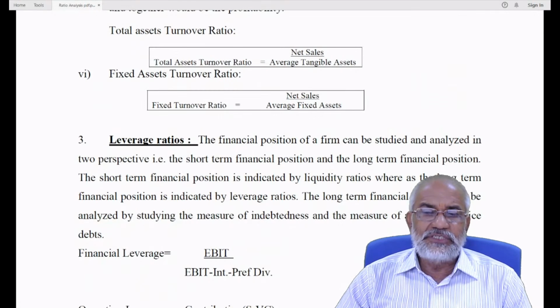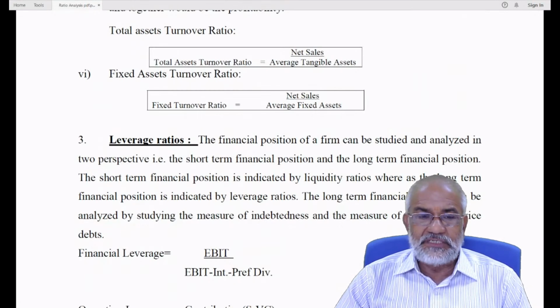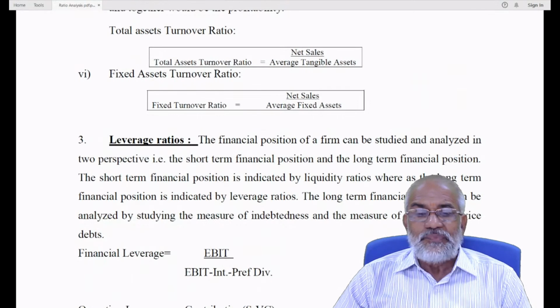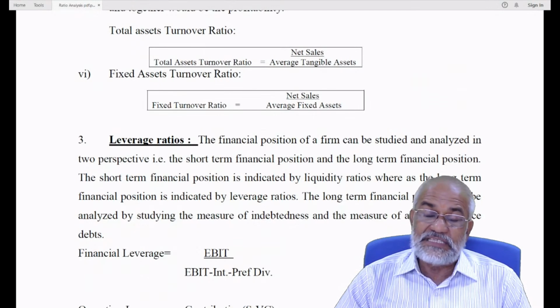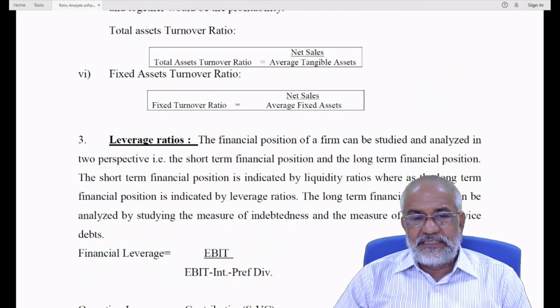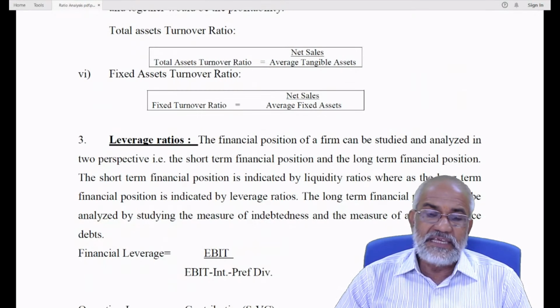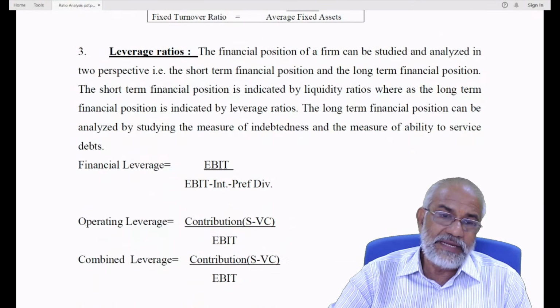The short-term financial position is indicated by liquidity ratios, whereas the long-term financial position is indicated by leverage ratios. The long-term financial position can be analyzed by studying the major indebtedness and the measure of ability to service the debts. So far as leverage is concerned, we can have a discussion about financial leverage. The leverage is of 3 types: one is financial leverage, the second is operating leverage, and the third is combined leverage.